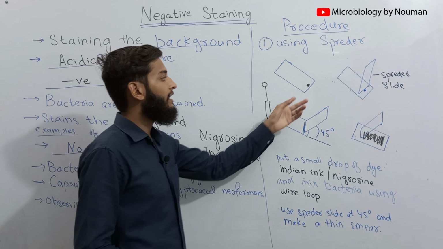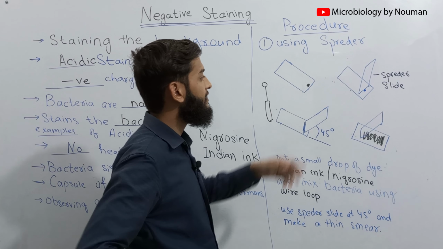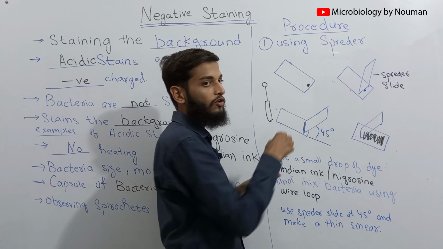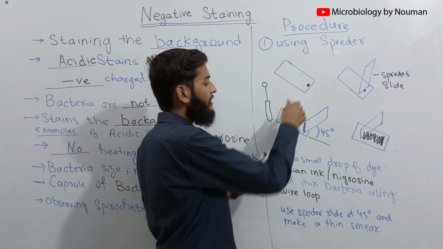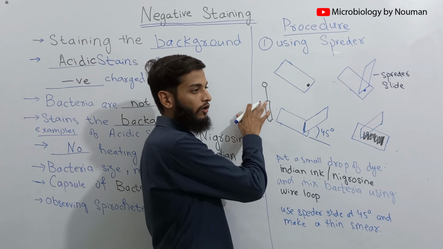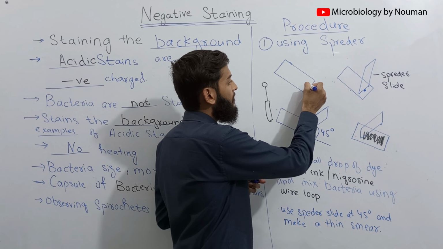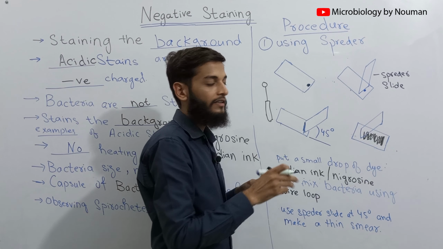In this method, we will take a clean glass slide, and near the edge of the slide, we will put a drop of Indian ink or nigrosine or other acidic dyes. Then we'll pick our colony with the help of a wire loop, and then we'll mix it with this dye.